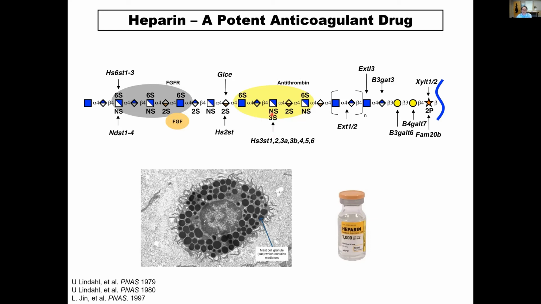When the 3-O-sulfate group is present in this pentasaccharide subunit, it can bind to antithrombin, which causes a conformational change and enhances antithrombin's activity to inhibit the blood coagulation cascade. Hence why it's a potent anticoagulant drug that's used all around the world.